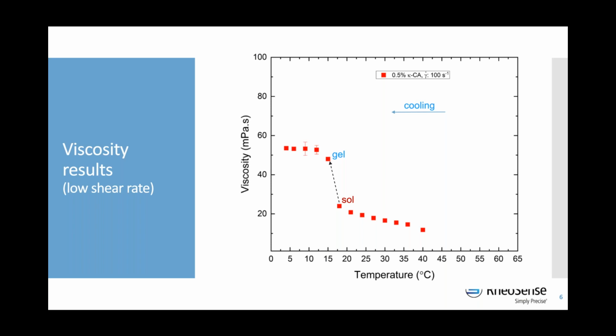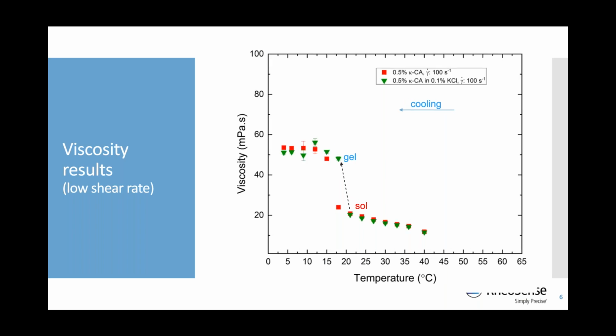Based on data from this figure, as the temperature decreases, a sharp increase in viscosity is observed at around 15 degrees C. That indicates the gel formation or sol-gel transition. Now we plot the sample that was prepared in 0.1% KCl, which allows us to understand the effect of ionic strength on thermal phase transition.